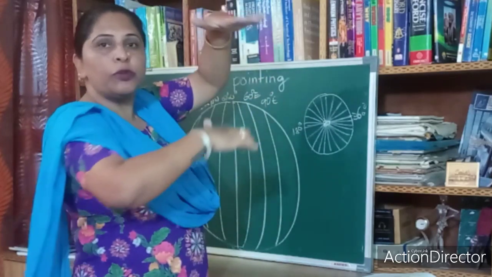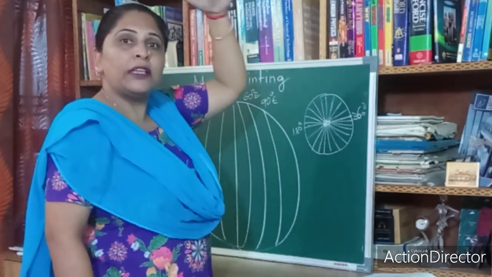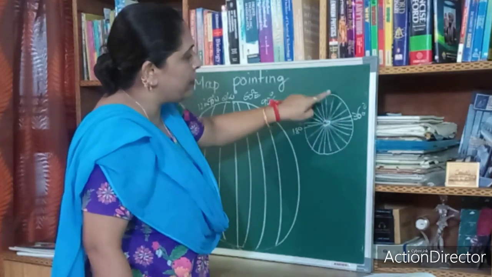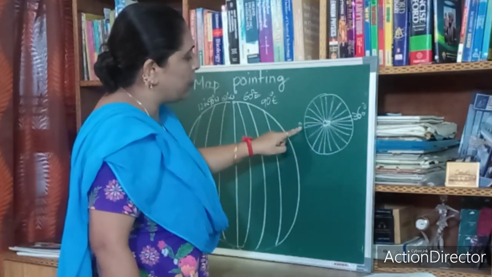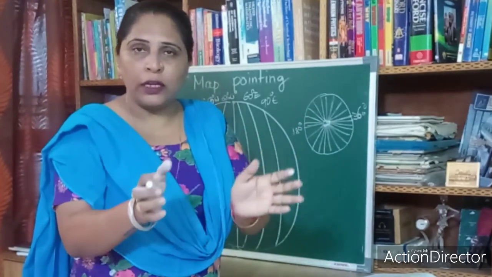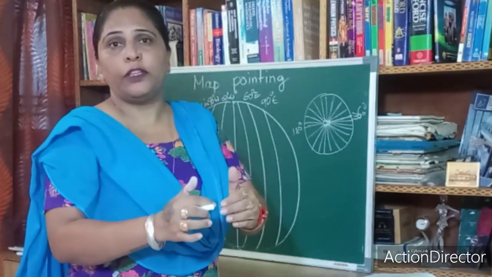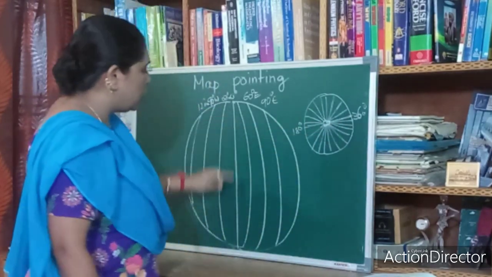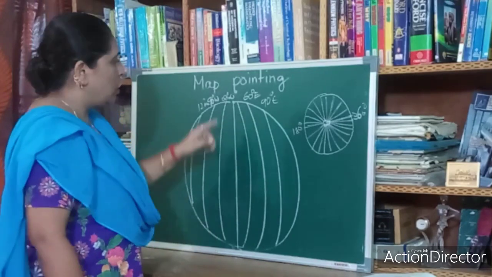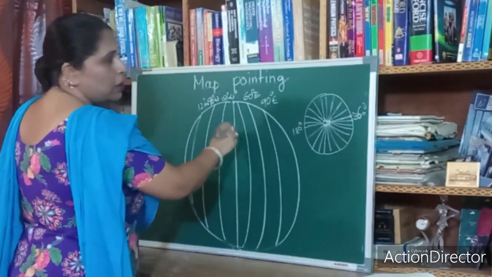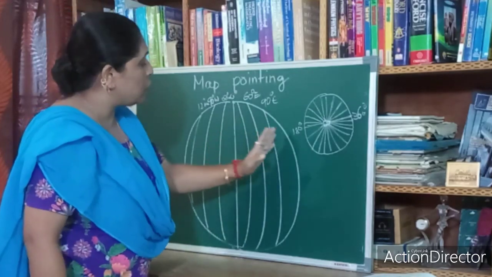And from the top, suppose we are on the Earth, from the sky, if you are watching, this is the North Pole. And the Earth totally is divided into 360 degrees. This is 180 degrees. Like in geometry, when you are learning that a circle consists of 360 degrees, just the same, the Earth is also divided into 360 degrees. So let us see the longitudes which are to the east of the 0 degree.